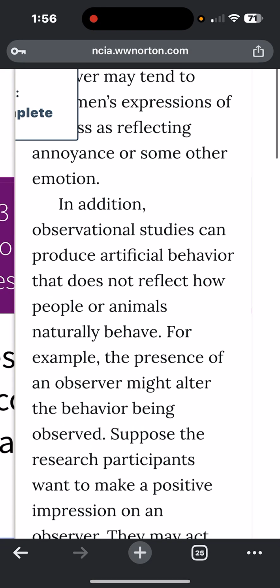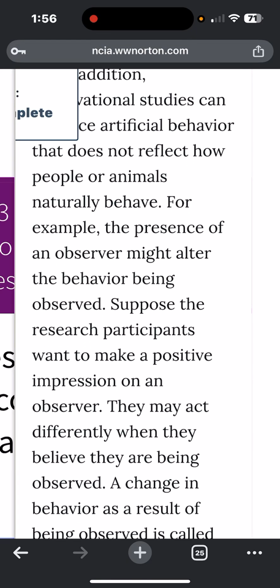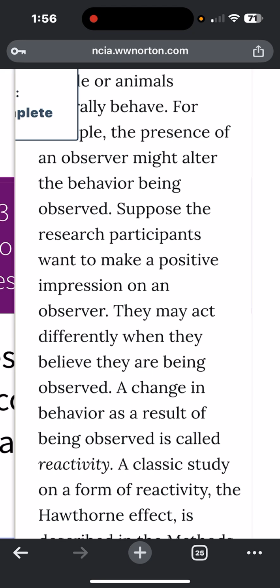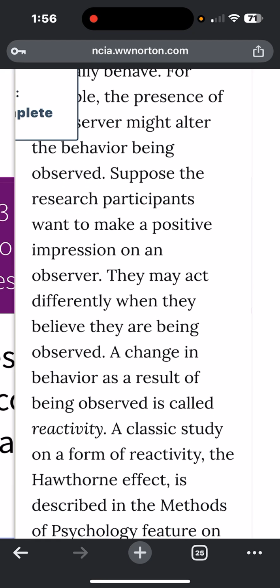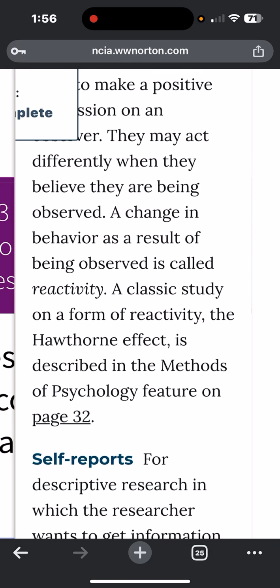Pick your poison. In addition, observational studies can produce artificial behaviors that do not reflect how people or animals naturally behave. Like me. For example, the presence of an observer might alter the behavior being observed. Suppose the research participants want to make a positive impression on an observer. They may act differently when they believe they are being observed. A change in behavior as a result of being observed is called reactivity.